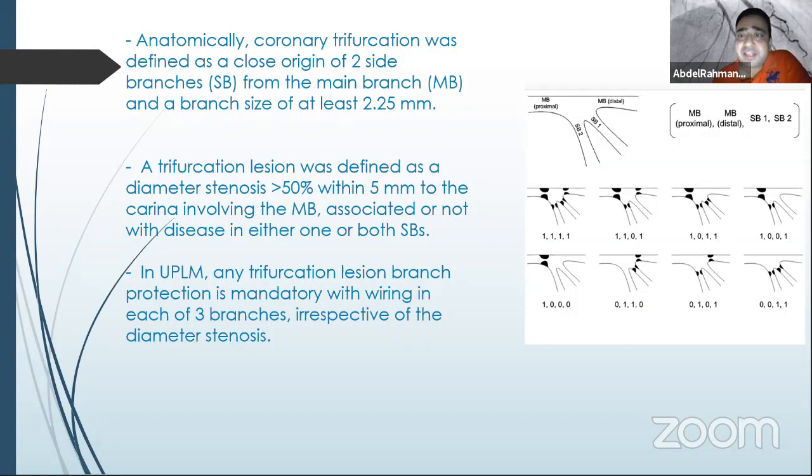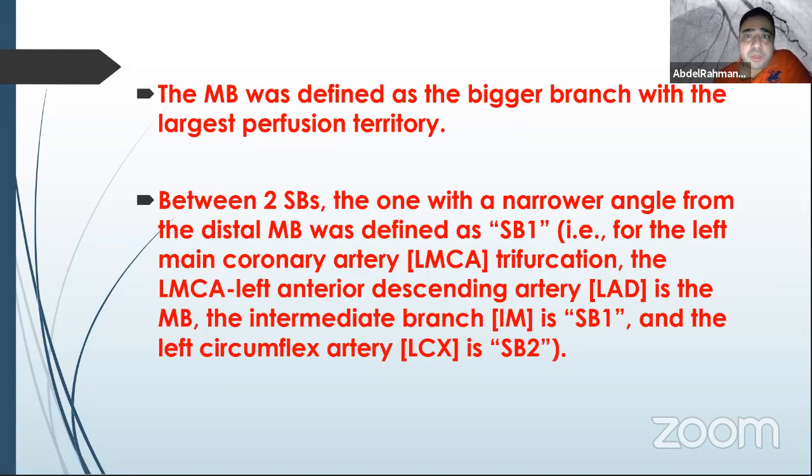As we said, most of this classification would be used in left main trifurcation. In any trifurcation in the left main, it is mandatory to wire all the three branches irrespective of the diameter of the stenosis, because of course the left main, RAMUS intermedius and the LCX are the most important two side branches of a trifurcation. Of course, the main branch would be defined as the bigger branch. Of the two other side branches, the one with the narrower angle from the distal main branch would be defined as side branch one, and the wider angle branch would be defined as side branch two.